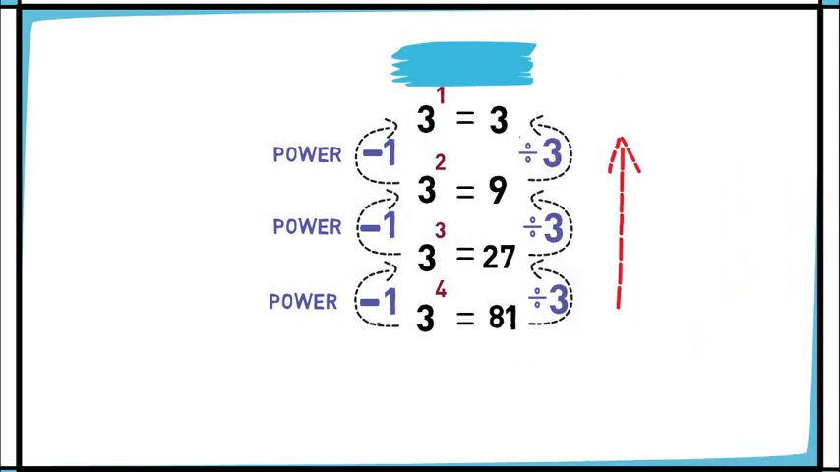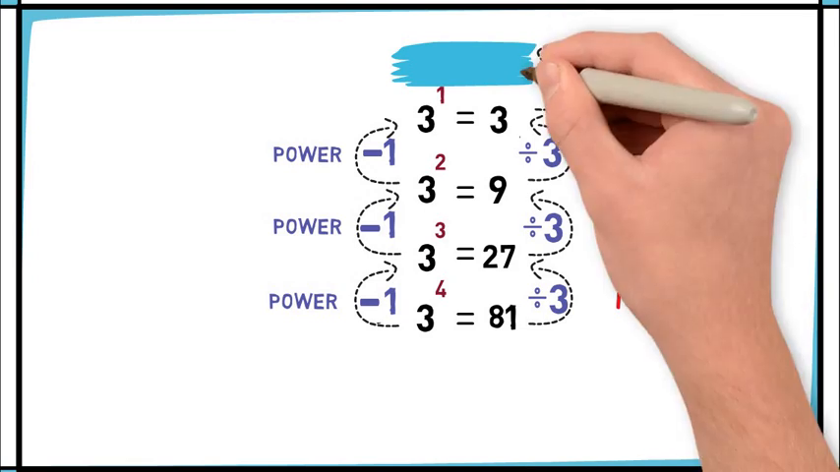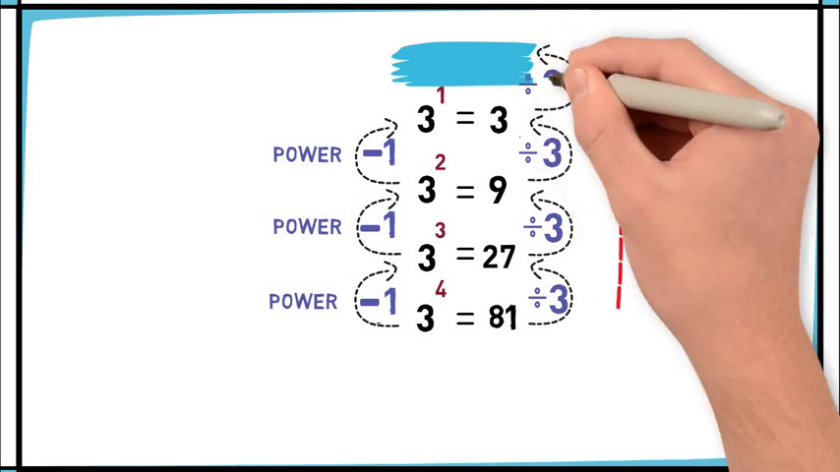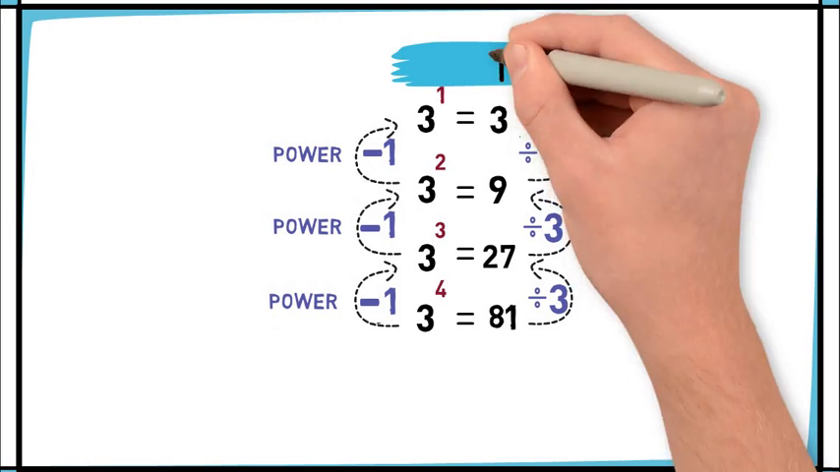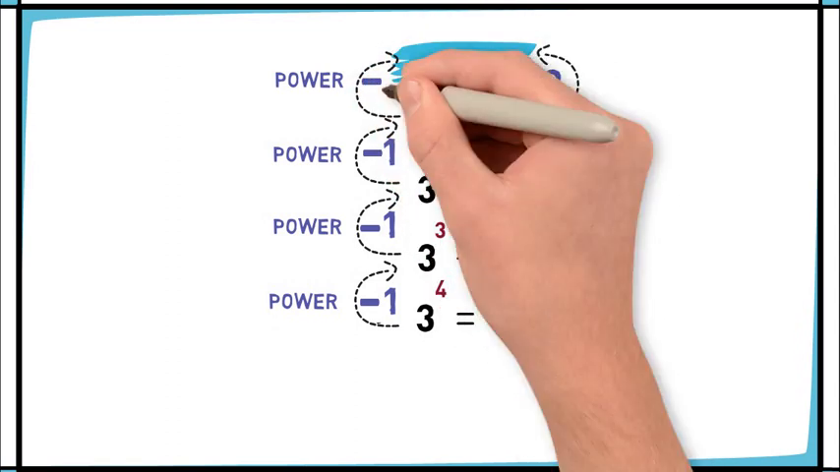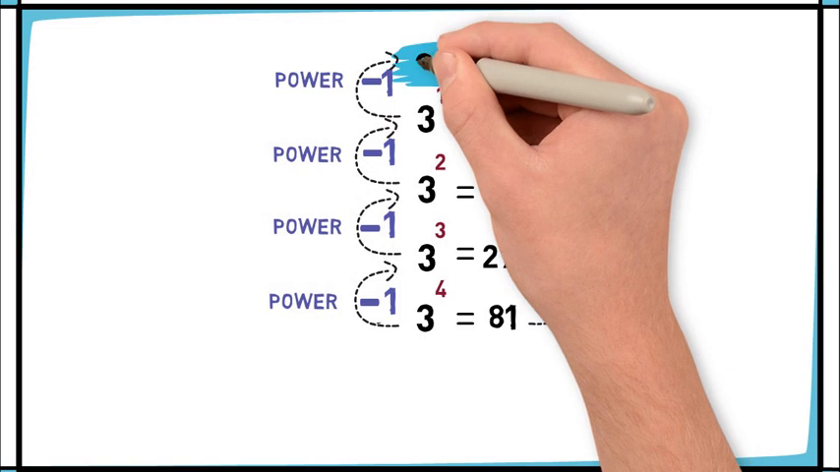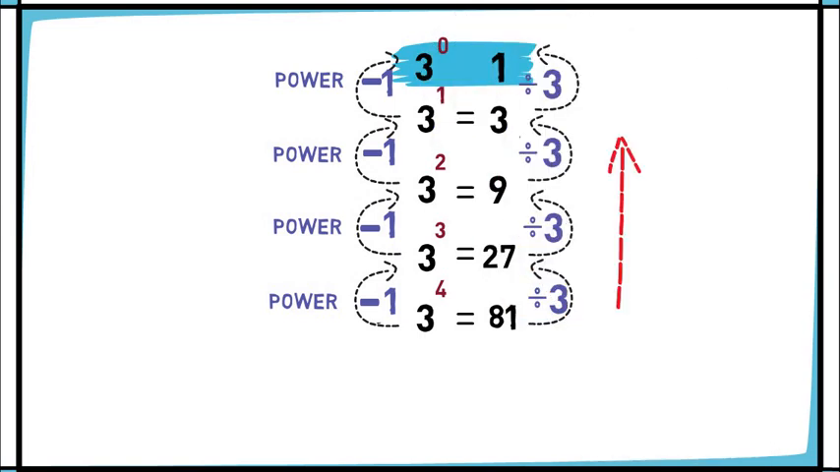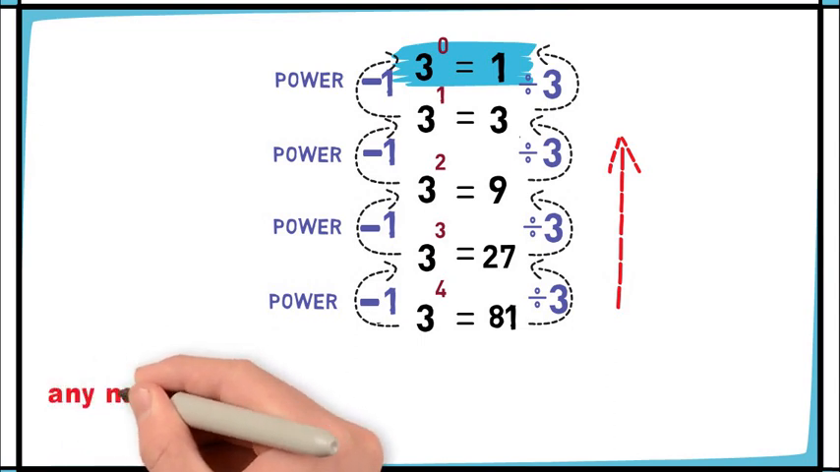As we proceed with the step, 3 divided by 3, we get 1, and the power decreased by 1, we get 3 raised to power 0. Here we have 3 raised to power 0 is equal to 1. We repeat this step with other numbers like 5 raised to power 0 is equal to 1, 9 raised to power 0 is equal to 1.